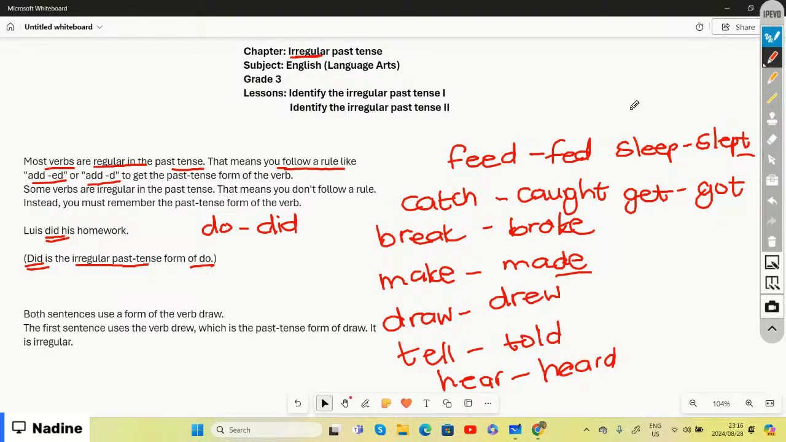All right. So once again, these are a few examples of irregular past tense. And once again, we see with irregular past tense, we do not follow any rules. Instead, you must just remember the past tense form of the verb. And we made a few examples of those words like feed. In the past, it's fed. Catch. In the past, it's caught. To break something. In the past, you broke something.